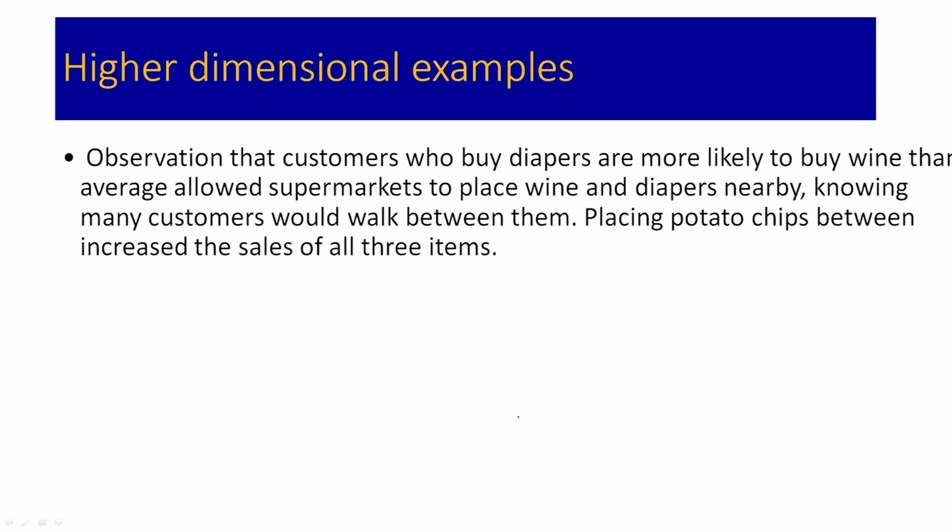Customers who buy diapers are more likely to buy wine than average customers in supermarkets. So, they place both wine and diapers together, knowing that customers will walk between them. On one side you have diapers, on the other side wines. Customers probably came to buy diapers only, but they will see the wine bottles and buy them. That is easy to understand. But let us say I put potato chips between them. They will also be interested in buying that, so this will lead to an increase in the sale of all 3 items.